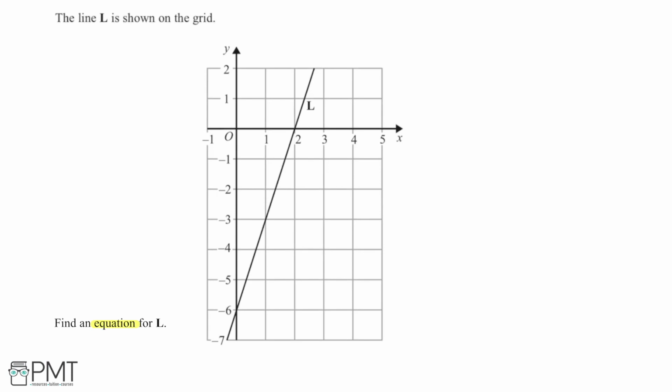So here we have the line L, which is shown on the grid, and we're asked to find an equation for this line L. So if I have a look at the grid, we have the x-axis here and the y-axis, and this is the line L, which is a diagonal straight line here. If we're looking to find its equation, I always find it useful to write down the general form for an equation of a straight line, just so I can see clearly what I'm working with.